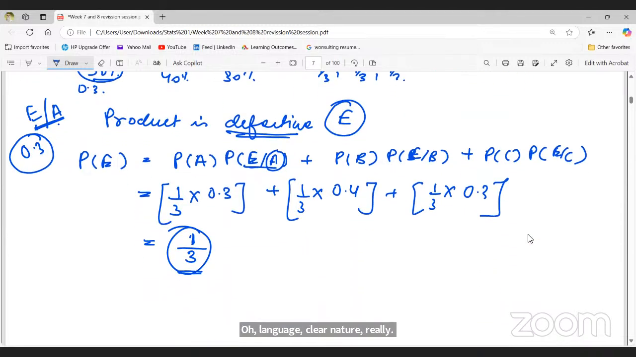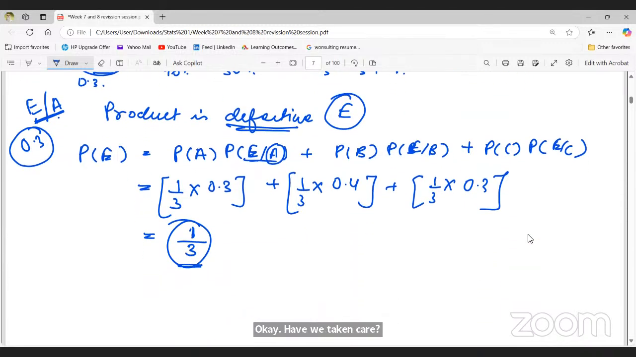Is this the example for the law of total probability, ma'am? Yeah, this is the example of the law of total probability. Now, the adding up is the law of total probability. Am I right, ma'am? Correct.